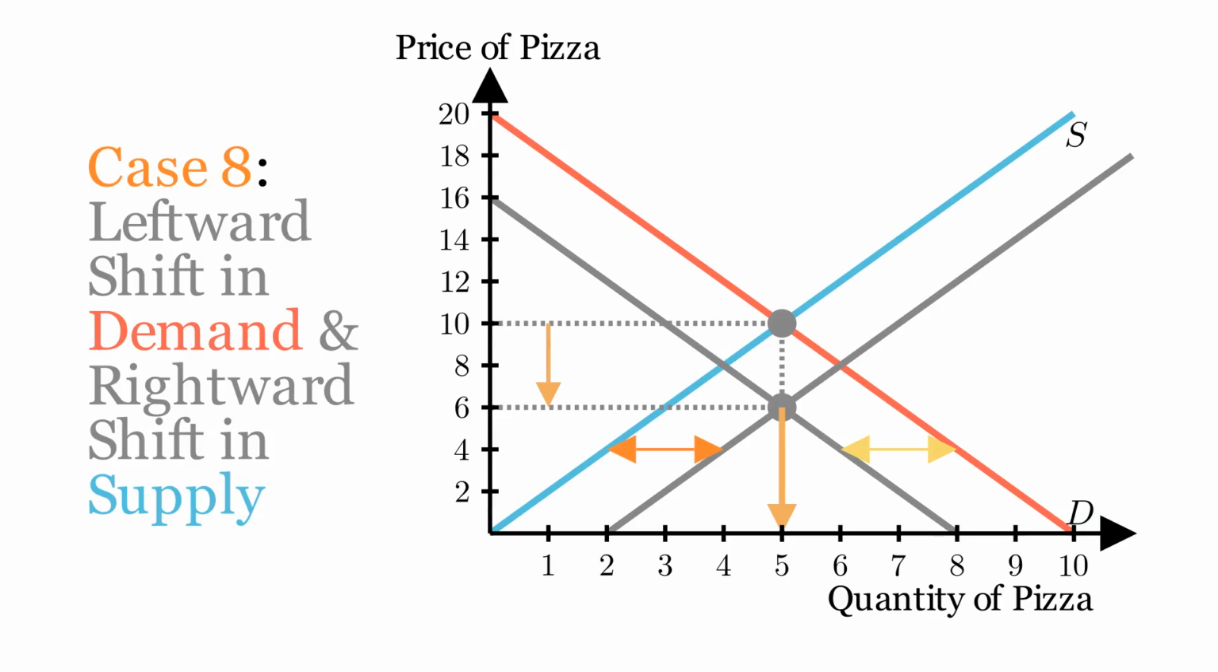In this video, we examined how shifts in demand and supply affect market equilibrium. We saw that changes in demand and supply can lead to different outcomes for equilibrium price and quantity. By understanding these shifts, we can better analyze how markets respond to changes in economic conditions and predict the direction of price and quantity movements.